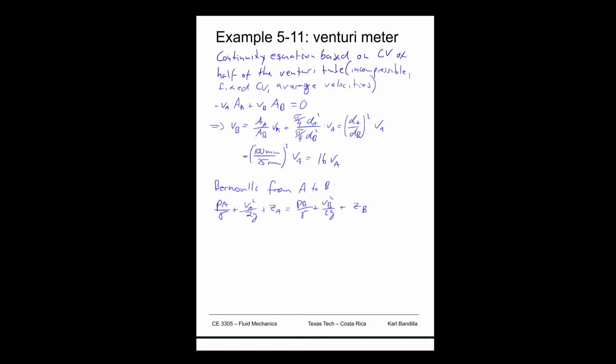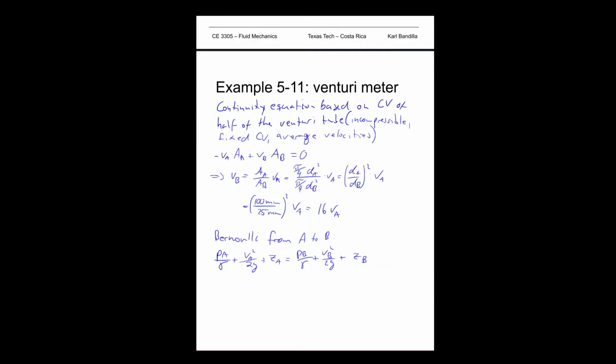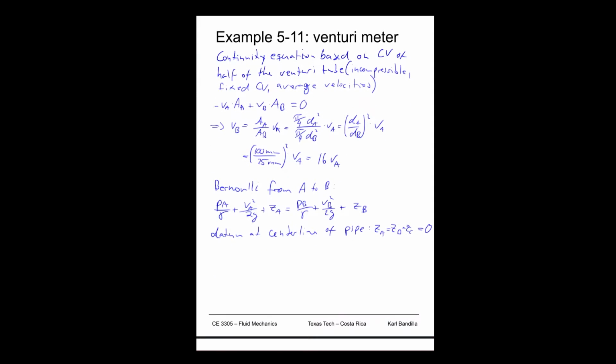All right, so what do we do? Well, we have a relationship between PA and PB, right? That's what we found somewhere up here. We have a relationship between VA and VB, right? So that means basically we get two extra equations. Right now we have one, two, three, four unknowns, but we can also figure out what ZA and ZB are. So we can just put a datum at center line of pipe, which means that ZA equal to ZB, and for good measure, let's throw ZC in there as well, because we'll need that later, equal to zero. Okay, that slightly makes our equation easier.